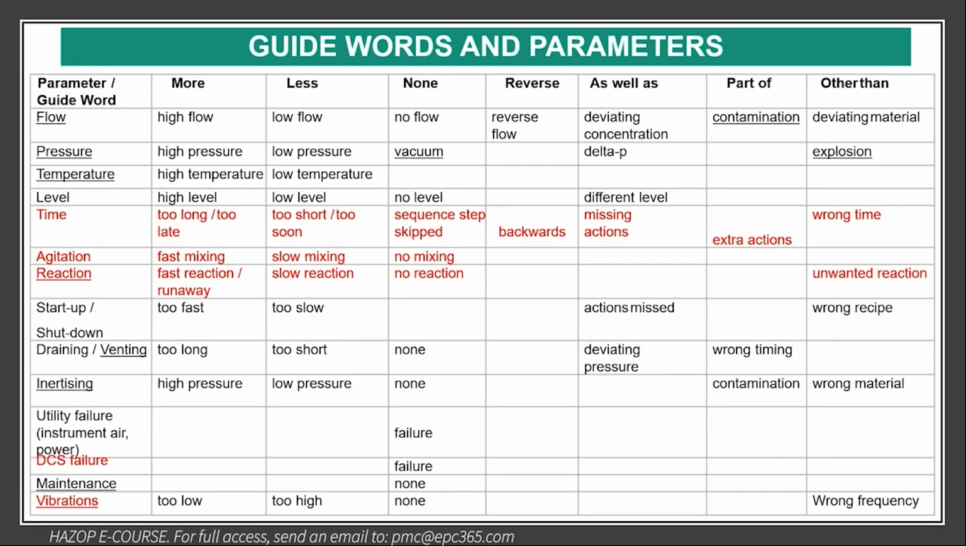Normally, we look at flow, pressure, more flow, less flow, none, reverse, as well as other parameters. For oil and gas, we use these, which are black, but the ones that are red, for example, faster reaction, slow reaction, runaway detection, are used for other industries.